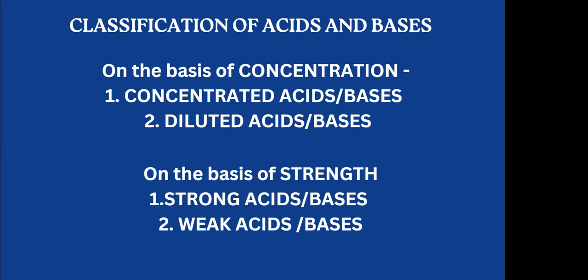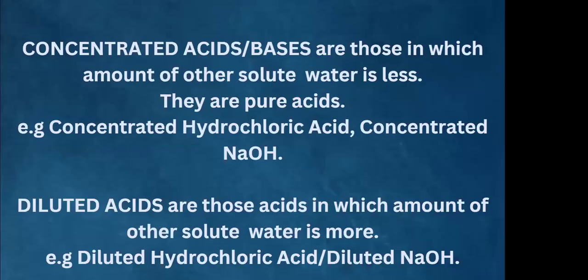Same thing applies to the bases: concentrated bases have more base but less water, and diluted bases have more water. Same with the strength of bases. So concentrated acids or bases are those in which the amount of water is less. They are generally pure, like concentrated hydrochloric acid. If we add water to the hydrochloric acid, it becomes the diluted form.